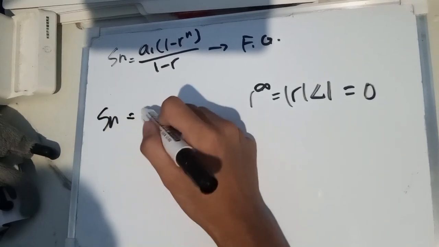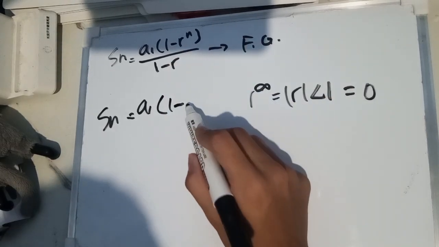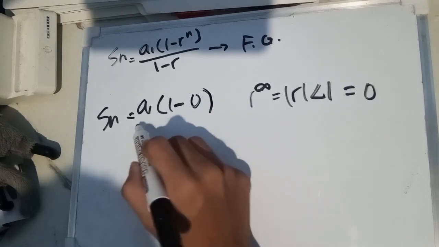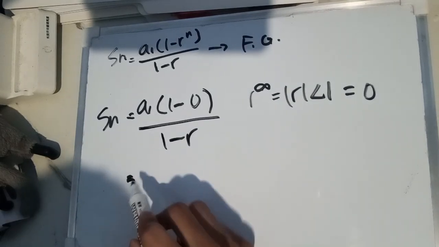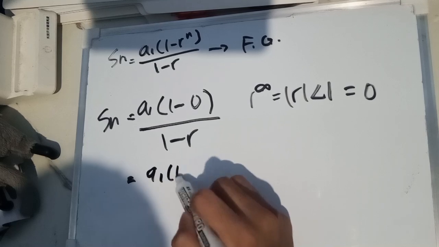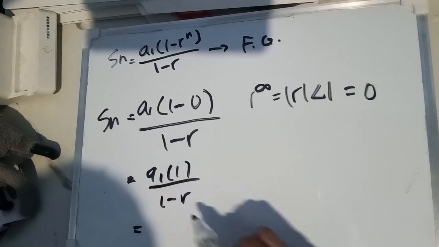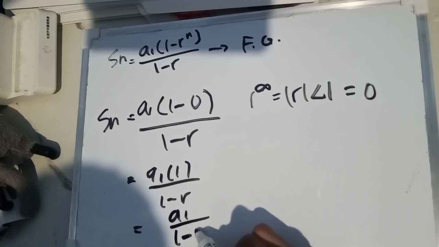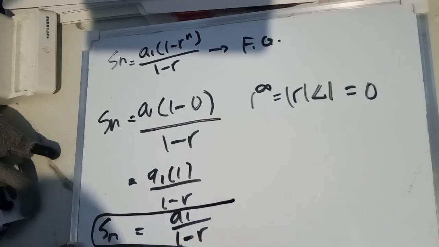Since our r raised to n is r raised to infinity, r raised to infinity becomes 0. 1 remains. So 1 minus 0 is 1, times a1 is just a1, over 1 minus r. So this is our formula for infinite geometric series.